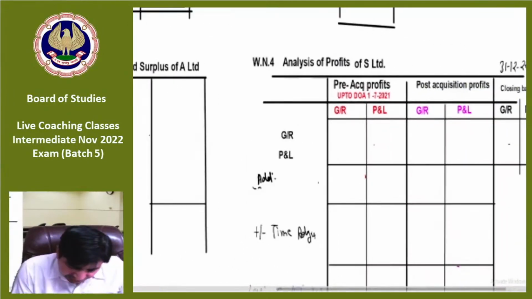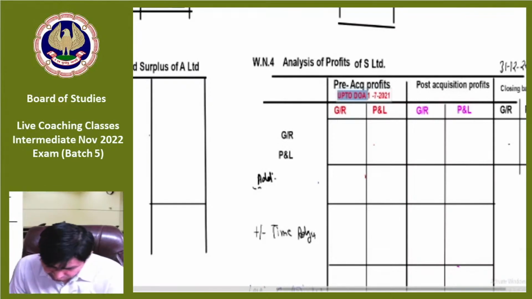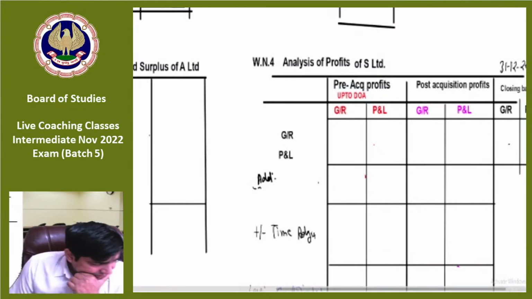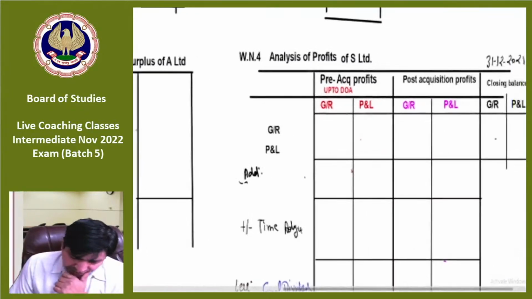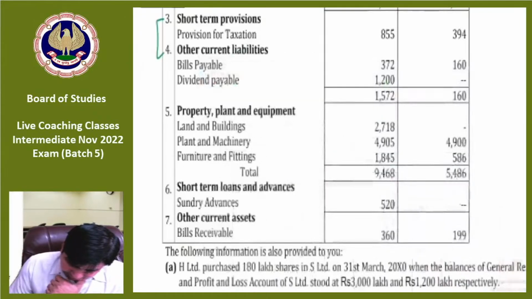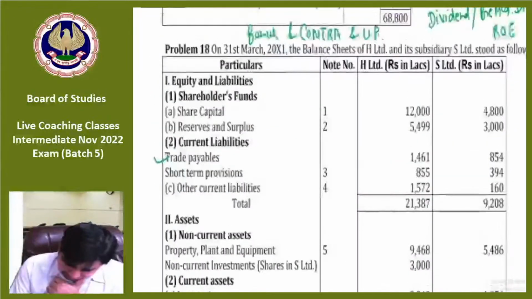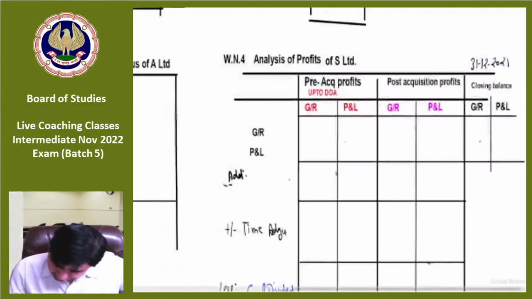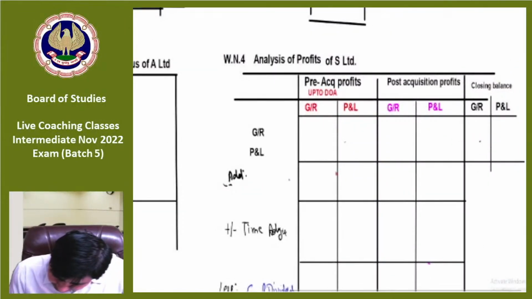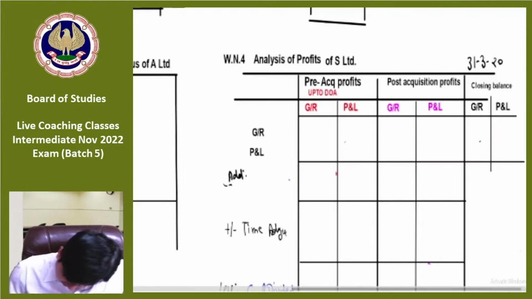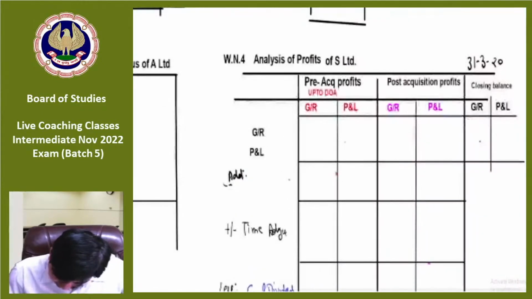Beta, here the date will be changed. Definitely the date will be changed up to the date of acquisition. That will be as per this question. We are just about to read this. What is the date of the balance sheet in this question? 31st March 2021. So I'm going to mention here the closing balance sheet date, that is 31st March 2021.